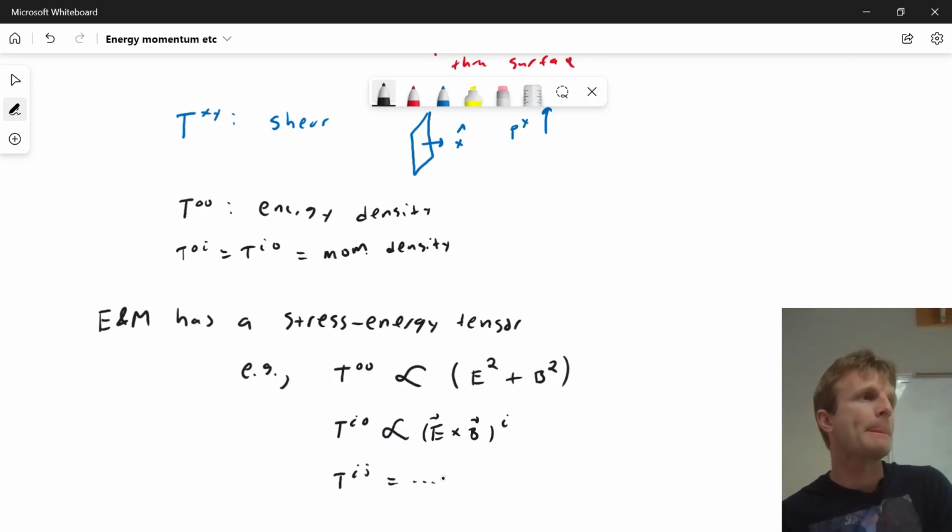Yes? If E and M has a different stress energy tensor than, say, what we were talking about above, then how does it all come together into one thing? Oh, you add them together. Yeah, you just count up all the energy and momentum. So that's a nice thing about conserved quantities. They're additive.